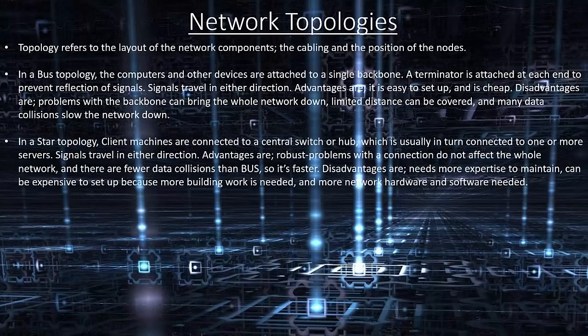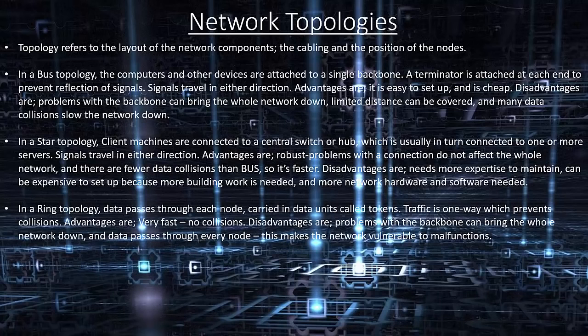In a star topology, client machines are connected to a central switch or hub, which is usually in turn connected to one or more servers. Signals travel in either direction. Advantages are, it is robust, problems with the connection do not affect the whole network, and there are fewer data collisions than bus, so it's faster. Disadvantages are, it needs more expertise to maintain, and can be expensive to set up because more building work is needed, and more network hardware and software is needed.